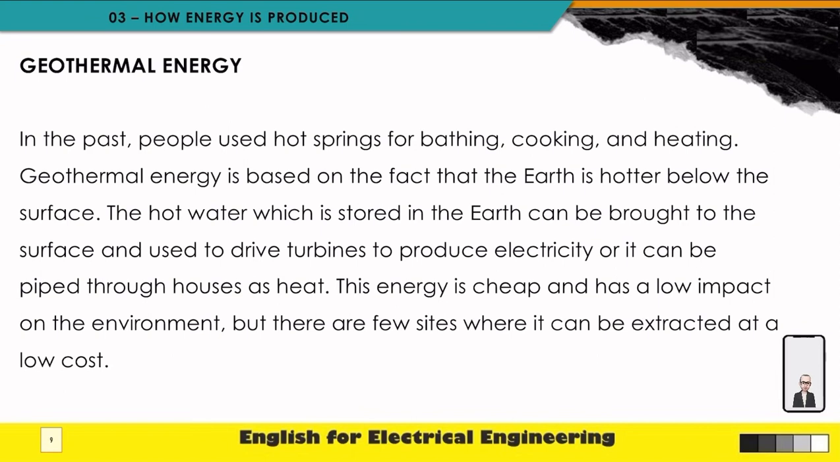All right, geothermal energy is our next alternative source. So in the past, people used hot springs for bathing, cooking, and heating. Geothermal energy is based on the fact that the earth is hotter below the surface. The hot water, which is stored in the earth, can be brought to the surface and used to drive turbines to produce electricity, or it can be piped through houses as heat. This energy is cheap and has a low impact on the environment, but there are few sites where it can be extracted at a low cost.